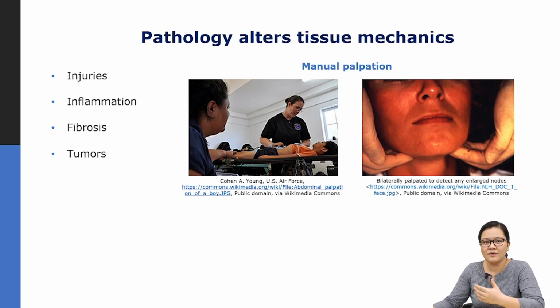So it's been well known for hundreds of years that the biomechanics of tissue can change whenever there is an injury or a disease. And the clinicians would use this manual palpation method to be able to gauge the severity of this disease.